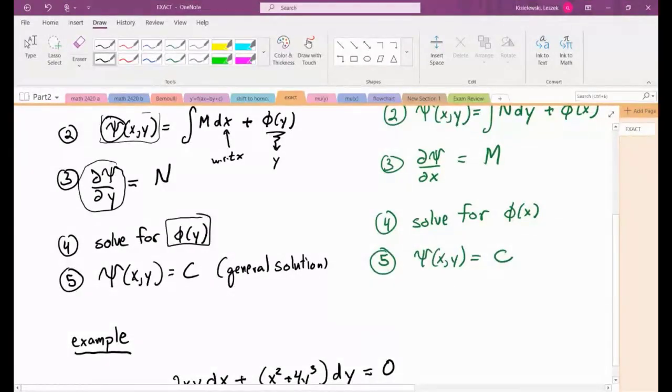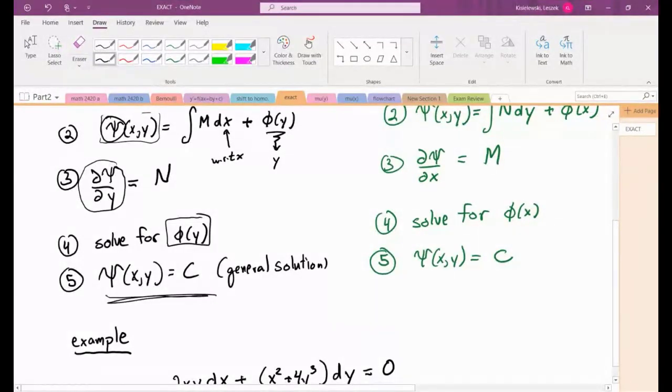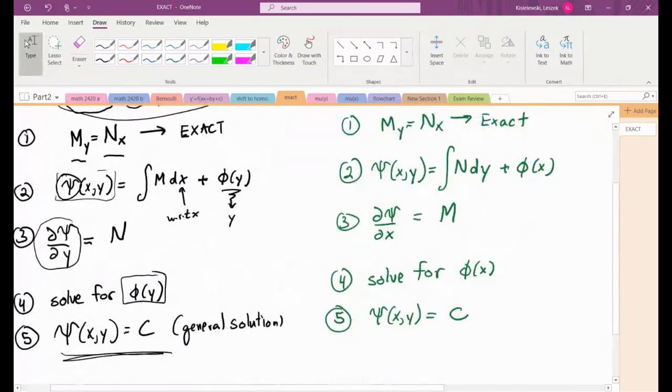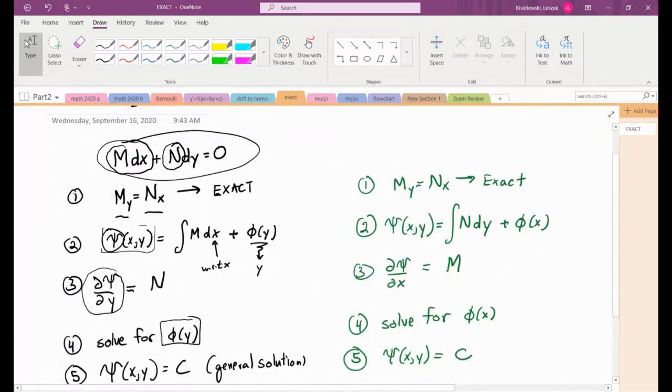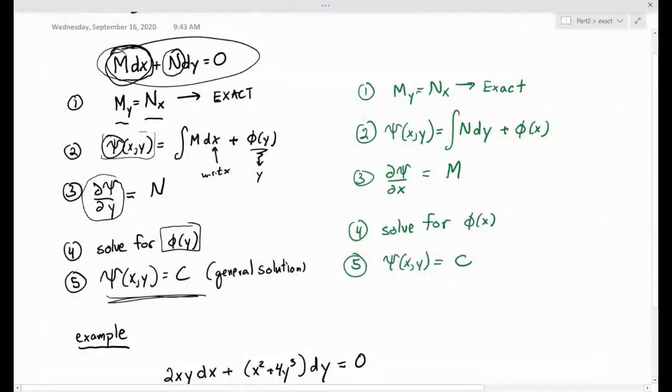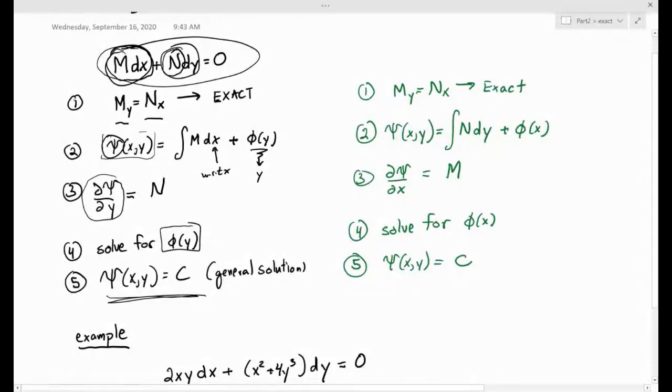So to speak. And once you have that, you know your function and your solution, your general solution, is going to be a level curve of that function. And just as a reminder, we didn't have to integrate M with respect to x first, right? We could have actually integrated with respect to y.